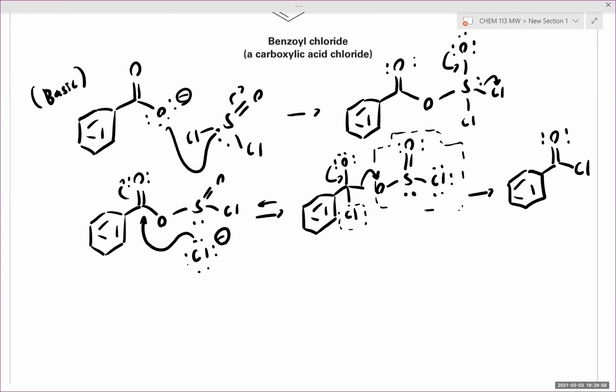This is a wonderful way to convert a carboxylic acid into a more activated acyl chloride, which is more reactive towards substitution and carbonyl substitution conditions. Does that make sense to everyone so far?